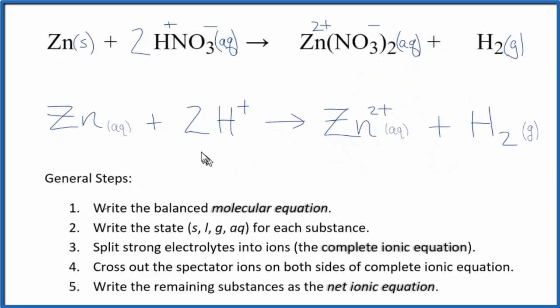So this is the balanced net ionic equation for Zn plus HNO3. You can see that charge is conserved. We have 2 positive charges on this side, 2 positive charges on this, and mass is conserved as well. We have 1 zinc atom, another here, 2 hydrogens, 2 hydrogens. So that's it. This is the balanced net ionic equation for Zn plus HNO3.